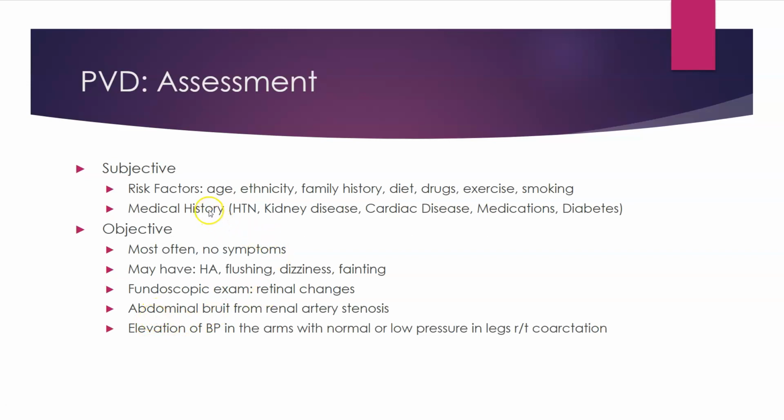As we talked about some of these risk factors before, we're assessing for these: age, ethnicity, family history, diet, drugs, exercise, smoking, as well as medical history, including hypertension, kidney disease, cardiac disease, medications, and diabetes. All these can play a factor in your perfusion. Objectively, most often there are no symptoms like we said before, but as it progresses they're going to get claudication as well as leg pain and ulcerations. Other things that can happen are headaches, retinal changes, and maybe even some renal artery stenosis and abdominal bruit from that. So lots of different things could be going on here.